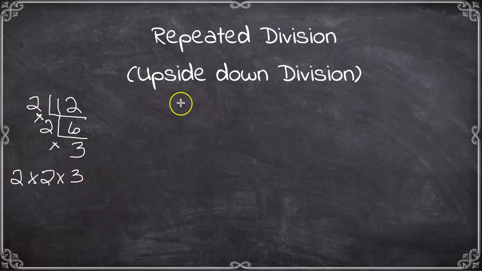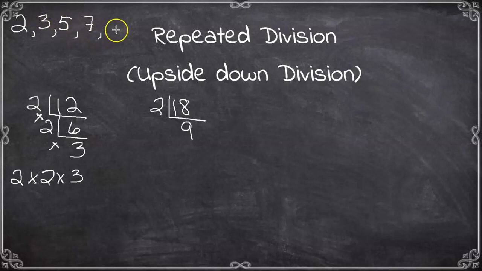Let's try 18. So again, I want to start with the lowest prime number I can. If this is an even number, I'm always going to put a 2 here. 18 divided by 2 is 9. Okay, now I don't have an even number anymore, but it's also not a prime number. Because you remember our first few prime numbers were 2, 3, 5, 7, 11. So the next prime number up is 3.